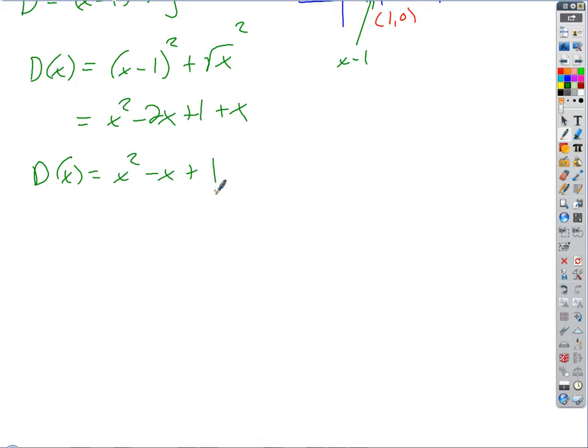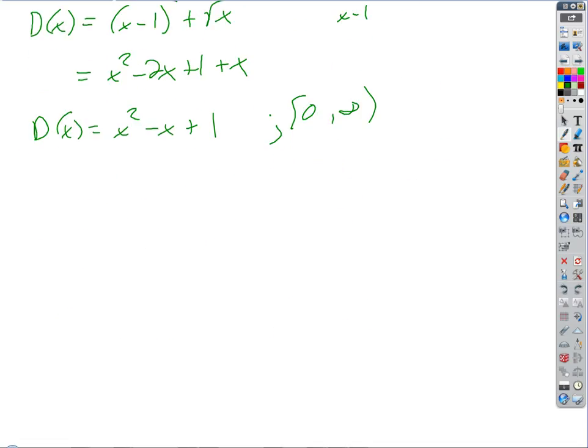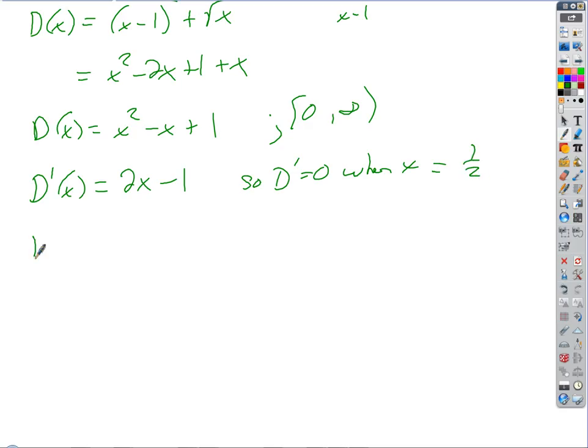Okay, what's the domain? It's just the domain of the square root of x function, right? So all non-negative numbers. And now the calculus is really easy. D prime of x is, okay, so D prime equals 0 when x equals 1/2. D double prime is 2. Positive. So it's positive, right?